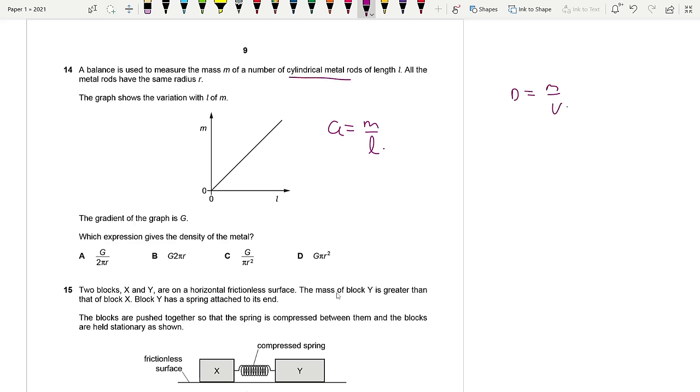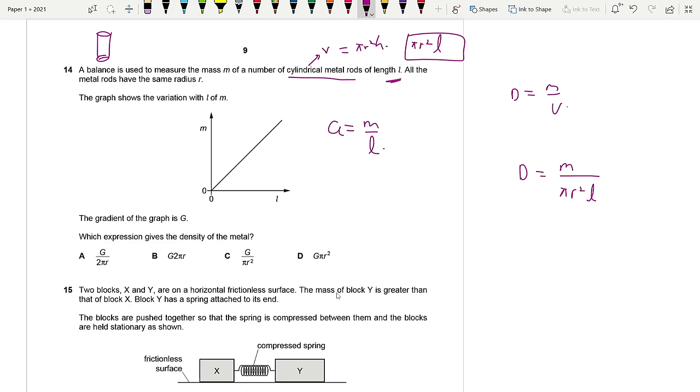So this is a cylindrical metal rod. So for a cylinder, volume is pi r square h, right? Or in the context of this question, pi r square l, since the length of the cylinder is basically the height. So we are looking for density is equal to mass by volume, or density is equal to mass divided by pi r square l. This is what we're looking for, essentially. Now, if you think about it, m by l is the gradient, right?